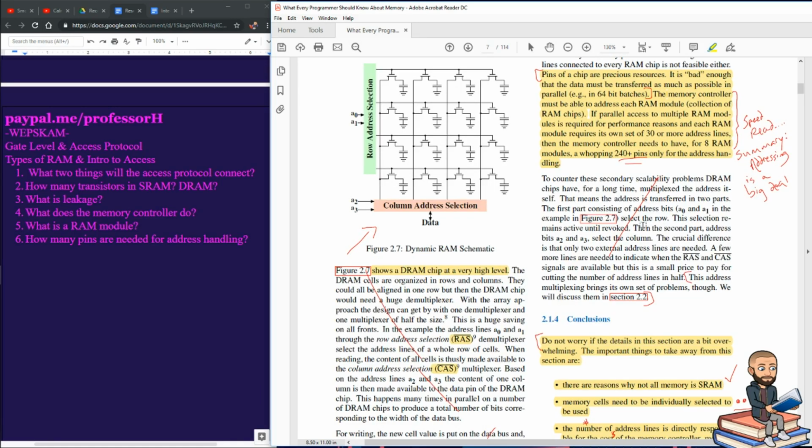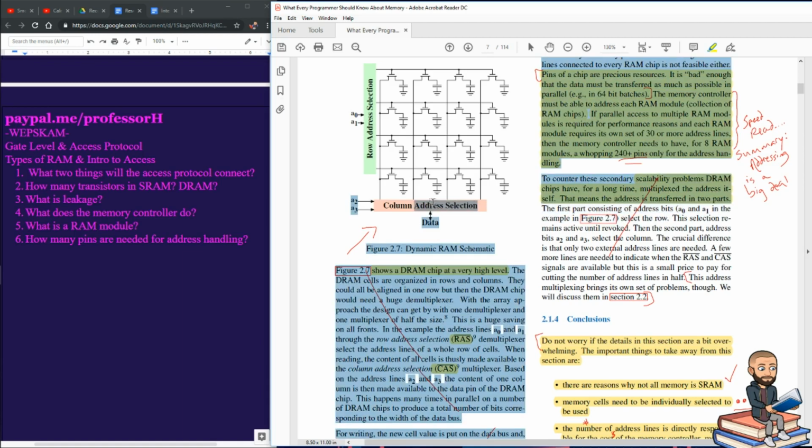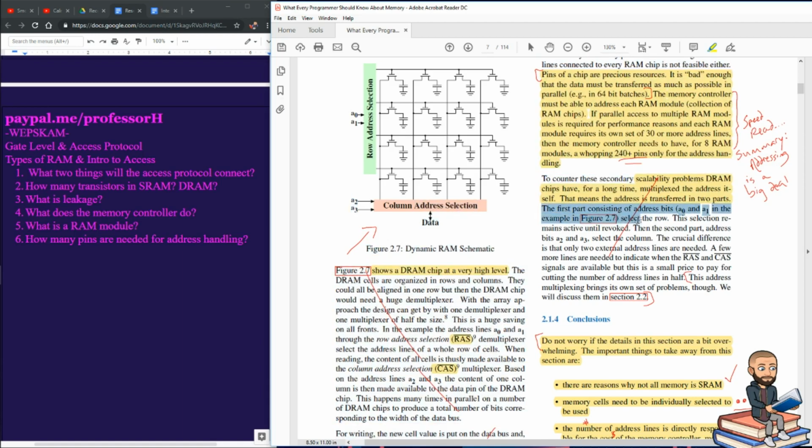So you may be asking, where's the protocol part of this access protocol? Well, I think it's right here in this paragraph. Basically, there are scalability problems that DRAM chips had, so this means the address is transferred in 2 parts. The first part will consist of addressing bits. We're going to say A0 and A1 in the example 2.7 over here, that real high level view.